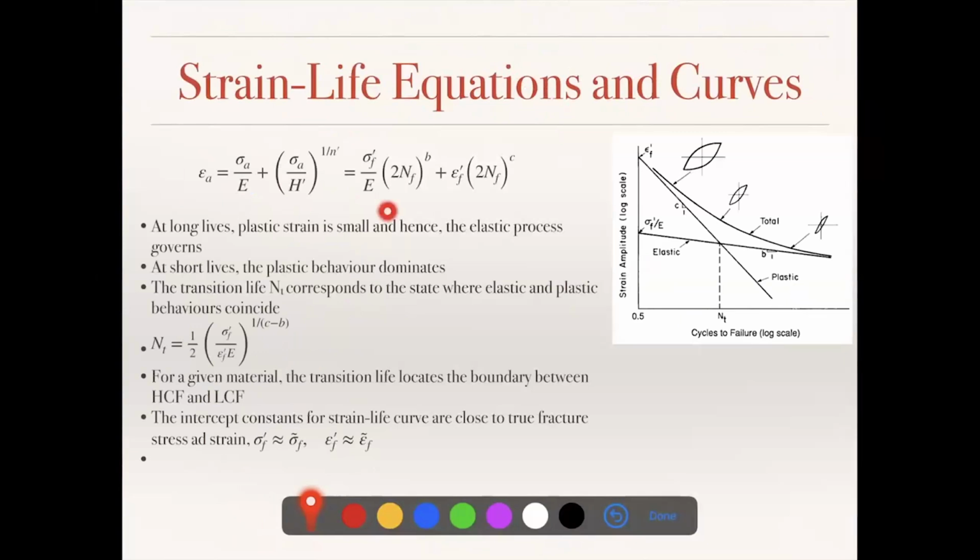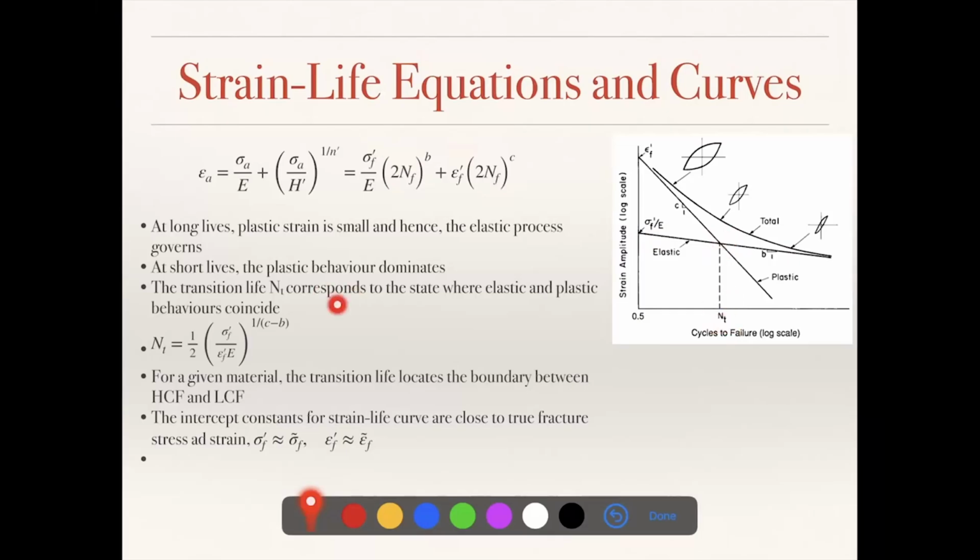This is something that we have already seen. At longer lives, the plastic strain is small and hence the elastic process governs. That is why the elastic line is there. At short lives, plastic deformation dominates. Then we define something called a transition life, where the elastic line and plastic line intersect each other. That means this is equal to that. When you equate them, that life is what we call the transition life.